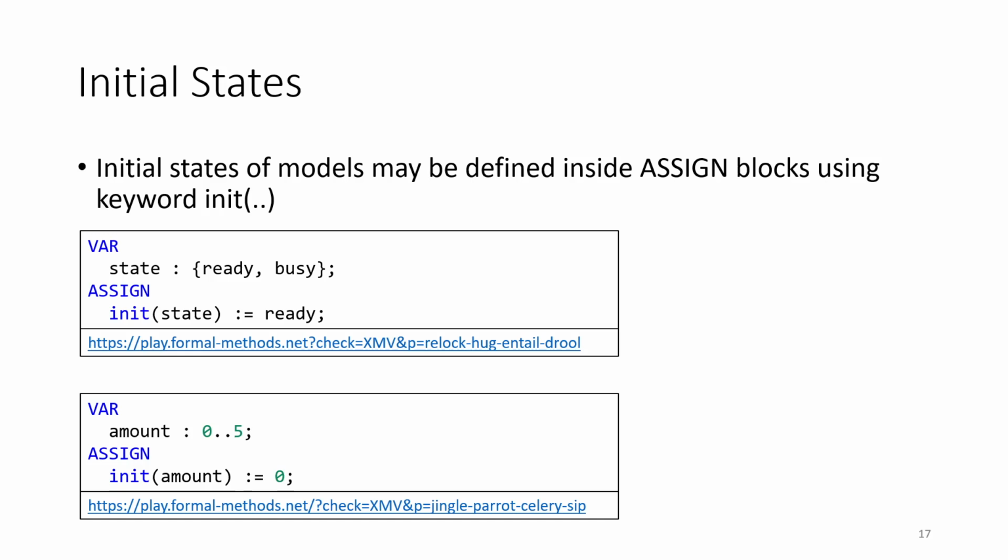Okay. Then for initial states, we already saw how to define that. So for example, here in initial state, we can say it's ready. Or here for the amounts, I think that's what we did in the example with the coin. We can simply say, initially the amount is 0.